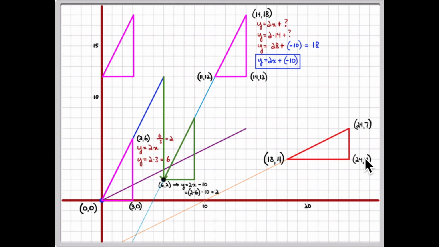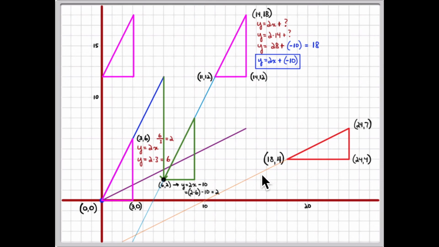Same thing over here. So I'll leave this one for you to practice with, but you can actually see the answer if you start looking at it. This vertical length is 3 units. This horizontal length is 6 units. So this slope is 3/6, which equals 1/2. So y is equal to 1/2 x. And if you use 24 as the value for x, 1/2 of 24 is 12. And then how do you get to 7? You have to add negative 5 or subtract 5. Same thing here. 1/2 of 18 is 9. 9 plus negative 5 is 4.